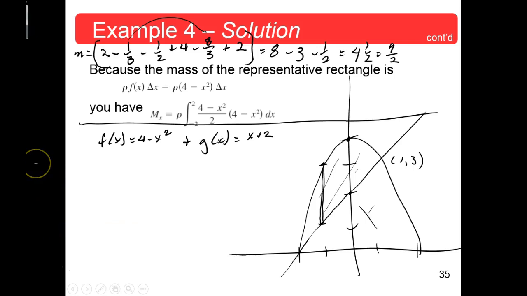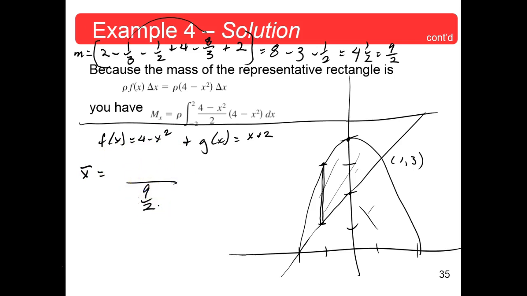Now, what do you want to do next? X bar or Y bar? It's up to you. X bar, why not? Okay. Well, it's not going to be all of X bar. X bar will be everything we're going to do up here over 9/2.